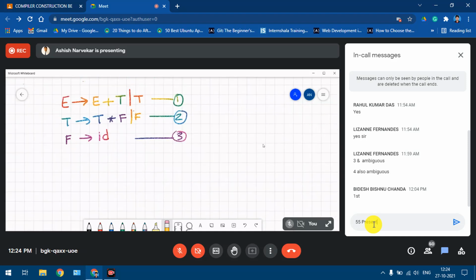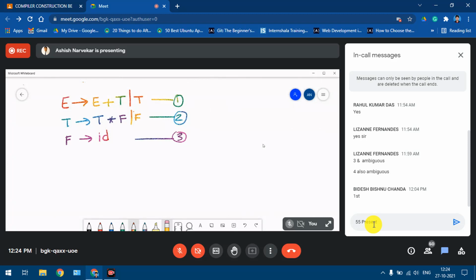So first we'll try to draw the parse tree for this particular string, id plus id star id. If we want to use this grammar and draw the parse tree, obviously we'll start with E plus T, because we want id plus id. That's not the only reason that we want id plus id into id, but as I said, we have to place the higher precedence operator at the lowest level.